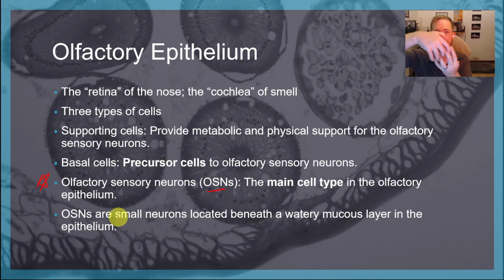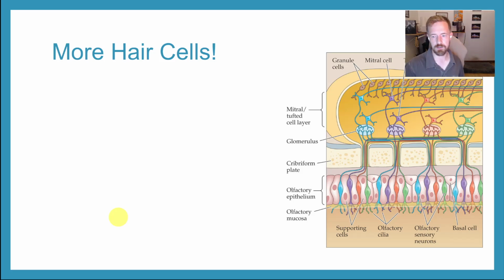It's going to be in this mucus, and that mucus is important because when we take our deep breath and those odorants come in, they're going to get stuck in that mucus, and that helps the OSNs, quote unquote, grab a hold of those cells.